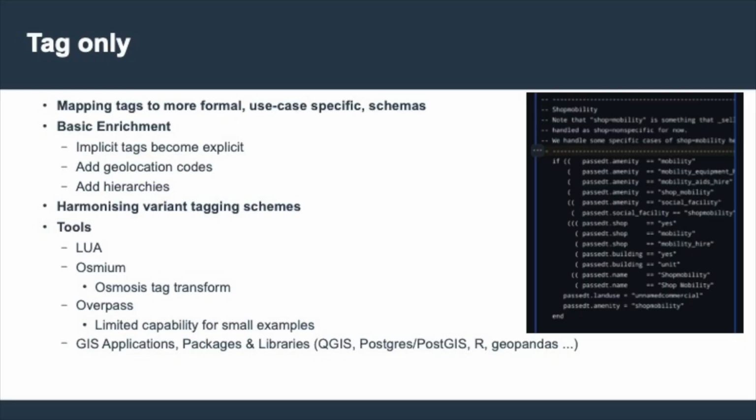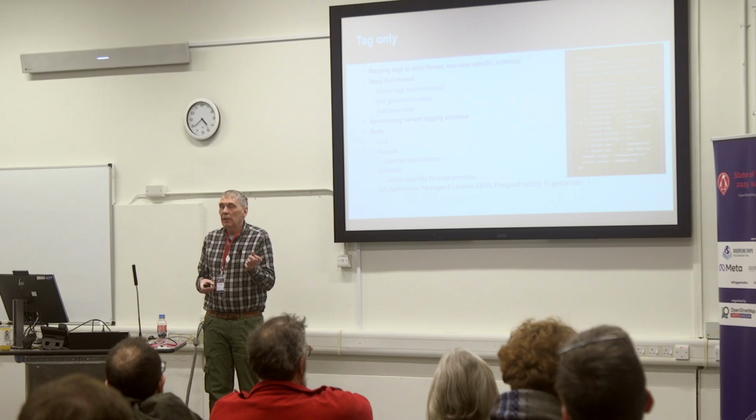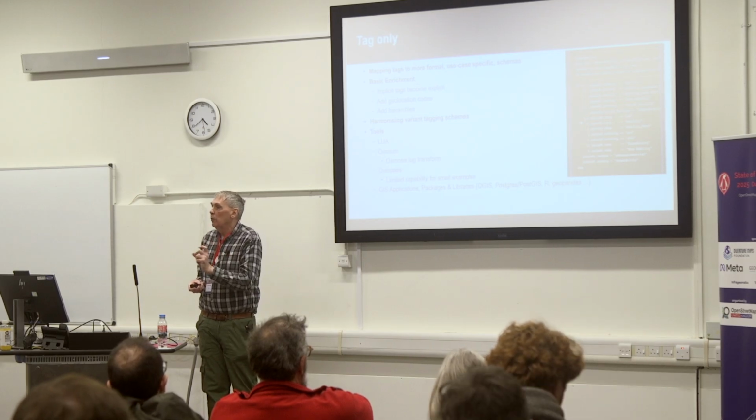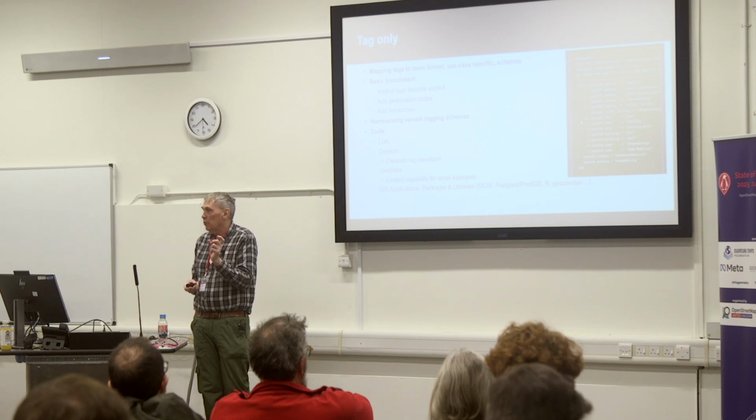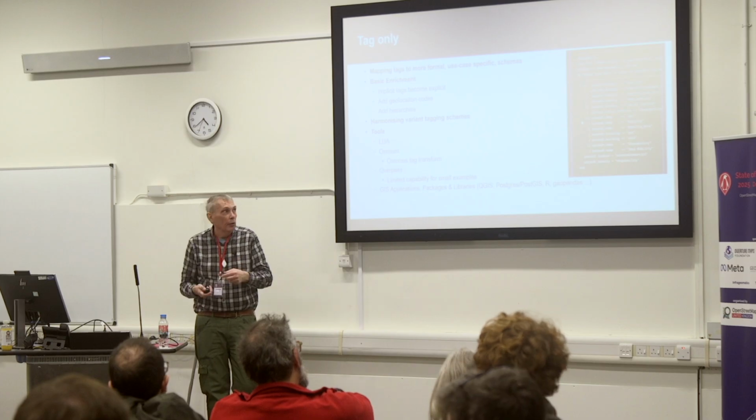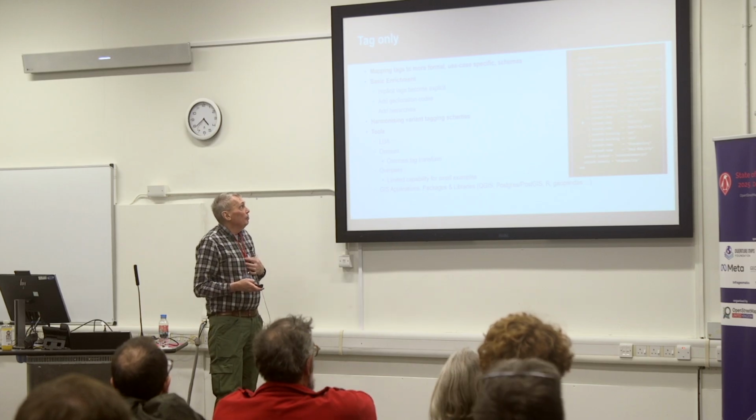So for tag only, the sorts of things we want to do, we want to enrich the data. We might want to add hierarchies like Overture Maps did. I've done that with retail. We might do some simple enrichment with geocodes, for instance, attaching the local authority or the country to retail points of interest or something like that, so that you can do a more interesting analysis across countries or whatever.